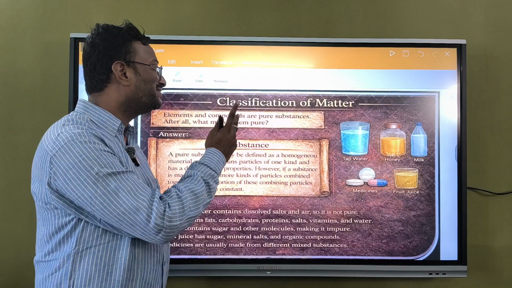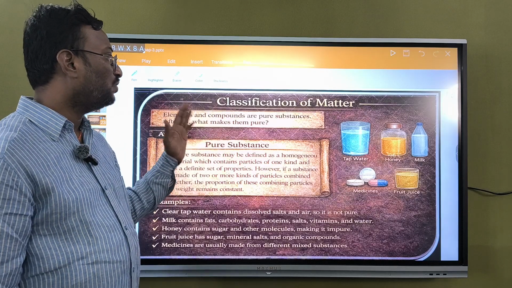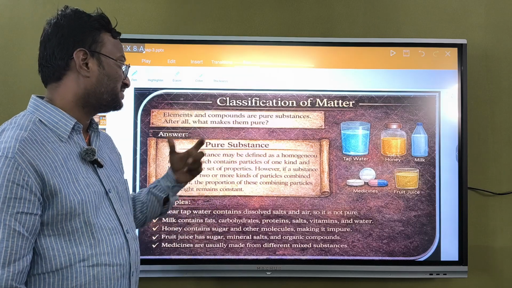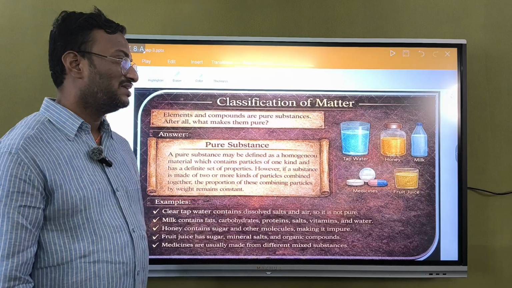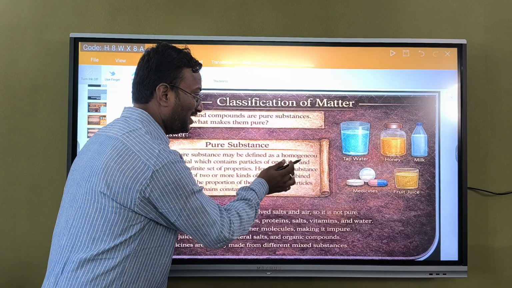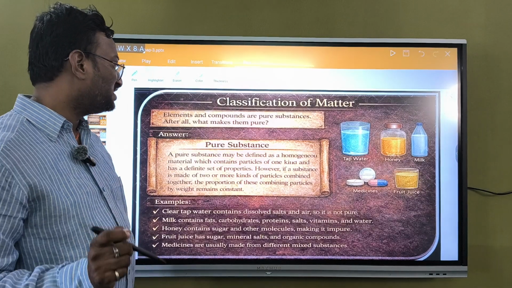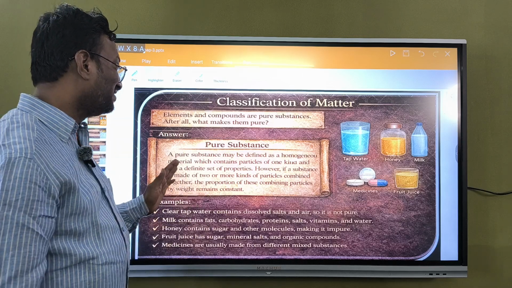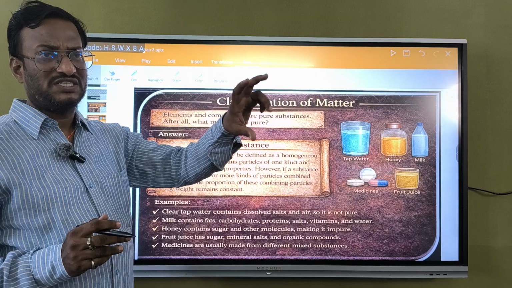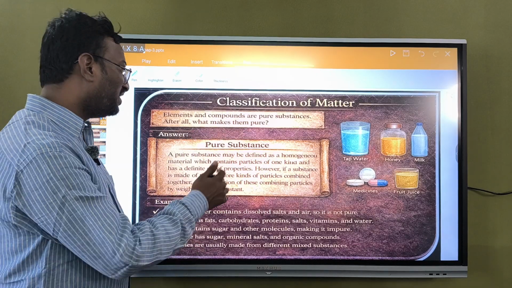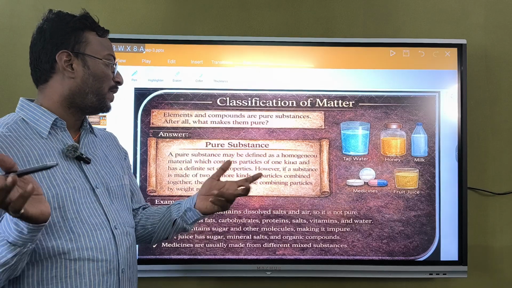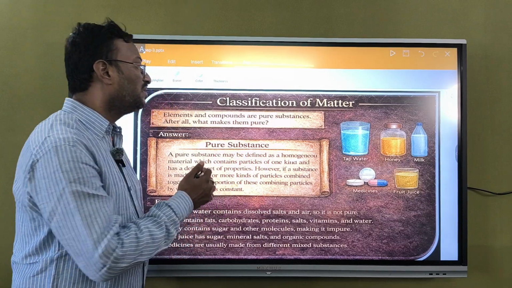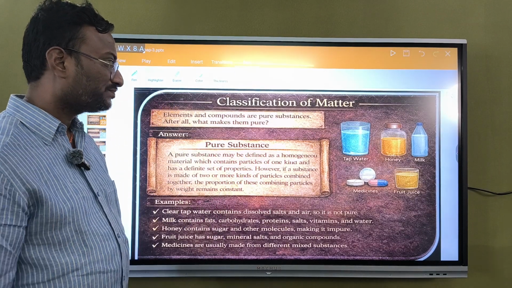And next, elements and compounds are pure substances. After all, what makes them pure? How can we define a pure substance? A pure substance may be defined as a homogeneous material which contains particles of one kind, I mean similar kind of particles, and has a definite set of properties. All those particles will have the same set of properties. However, if a substance is made of two or more kinds of particles combined together, and the proportion of these combined particles by weight remains constant, it is called a compound.